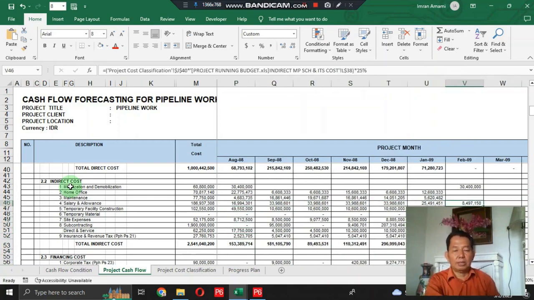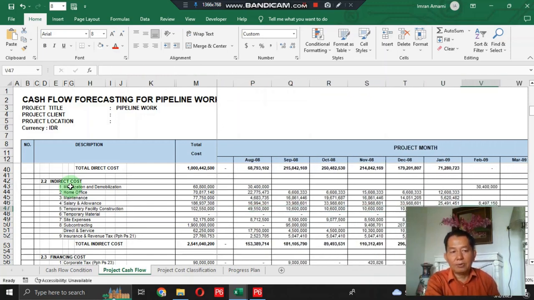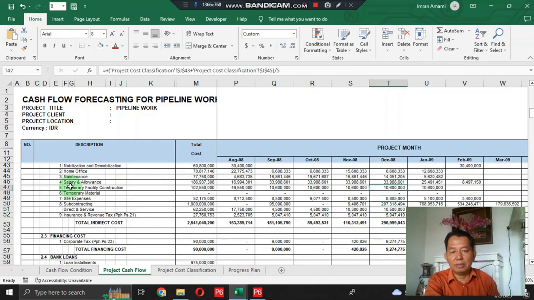One month additional means the indirect personnel stand by to complete all outstanding items, including final account, project close out, and other outstanding work items at the end of this project. Okay, and then for temporary facility construction cost here, you should allocate 6 months.